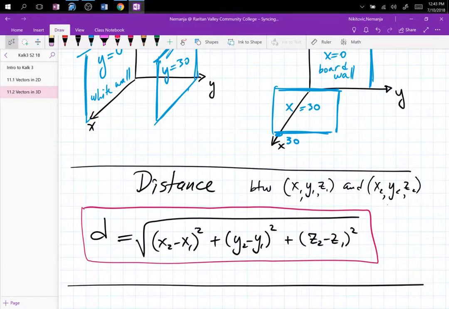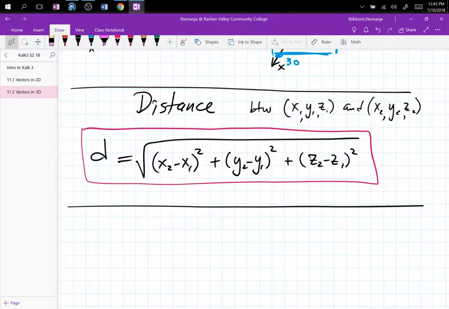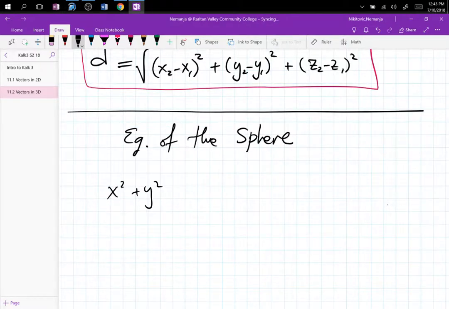So far we learned that basic planes, the ones that are perpendicular to xy, xz, and yz, have equations x equals, y equals, and z equals. We also learned the distance formula in the 3D space, and now we can also talk about the equation of the sphere. Well, circle is x squared plus y squared. Sphere will just add z squared to the mix. And it's equal to radius squared. So this is the sphere centered at 0, 0, 0, at the origin.